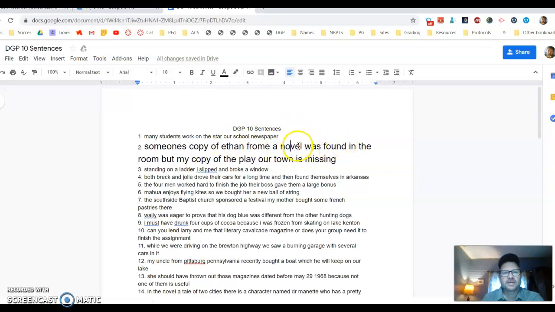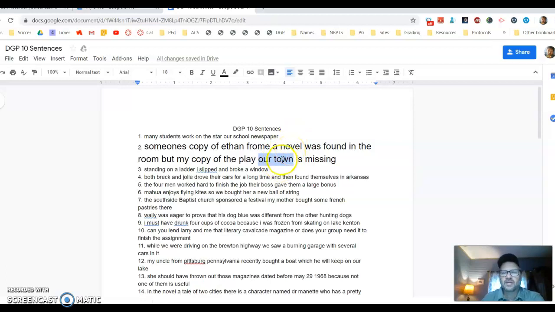We're going to keep on going. Is novel the same as room? No. Is room the same as copy? No. Is copy the same as play? Same situation up here? No. But is the play the same as our town? And the answer is yes. So the appositive follows and renames. And so our town is your appositive. So far we have two appositives, novel and our town.